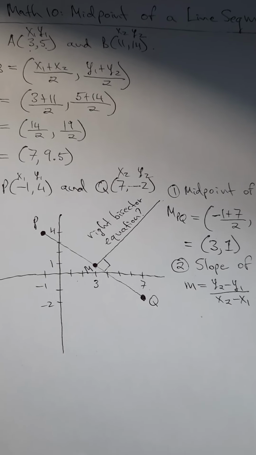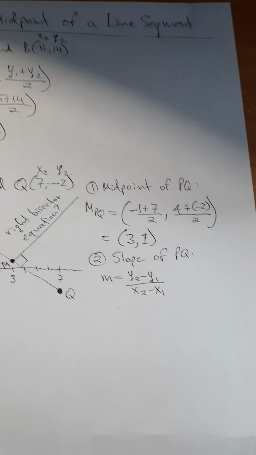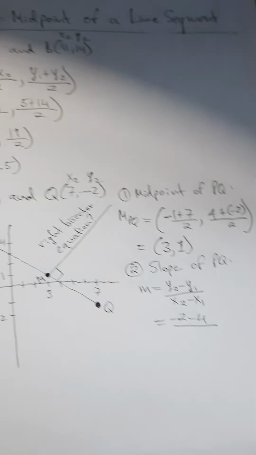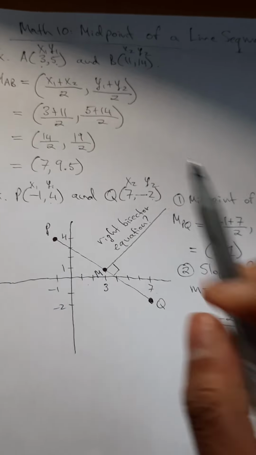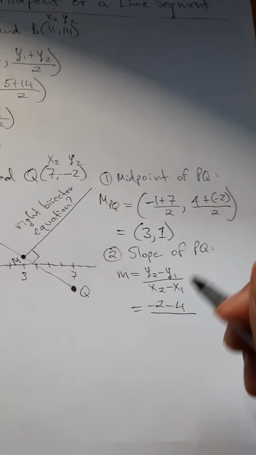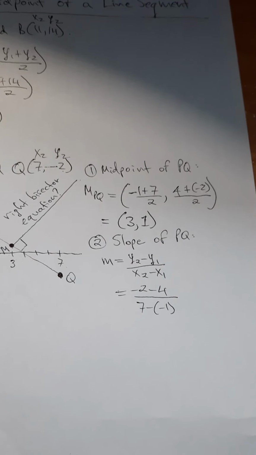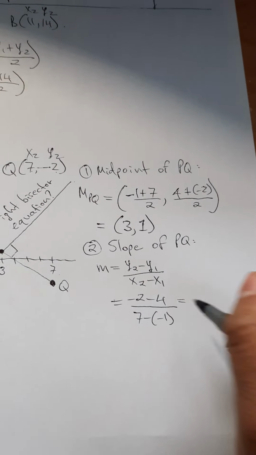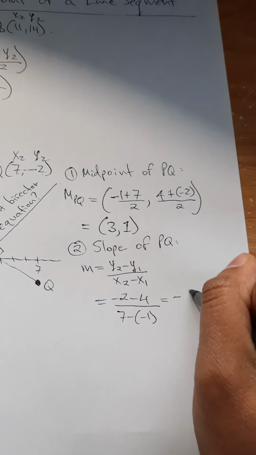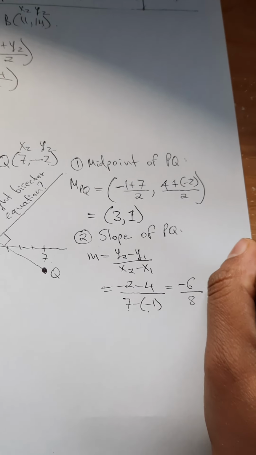So we're doing y2, which is negative 2, minus y1, which is 4. Negative 2 minus 4, over x2, which is 7, minus x1, which is negative 1. So we're going to write it here: 7 minus negative 1. I'm just going to write it going across because we don't have too much space. What you're left with on the top numerator is negative 6. This becomes 7 plus 1, which is equal to 8.